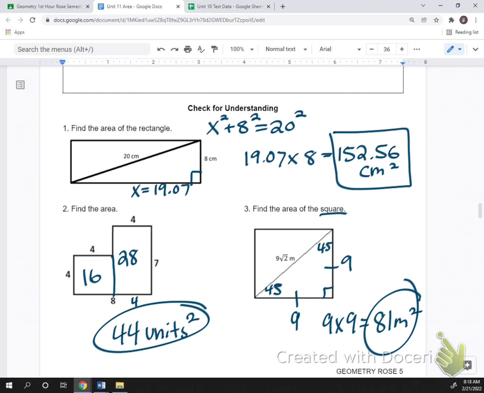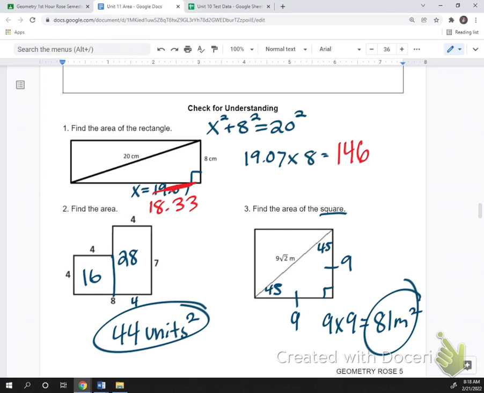All right, let's fix that. We didn't get it right. So, what area did you guys get then? 146.64 centimeters squared. Sweet, thank you. I just square rooted the wrong number.